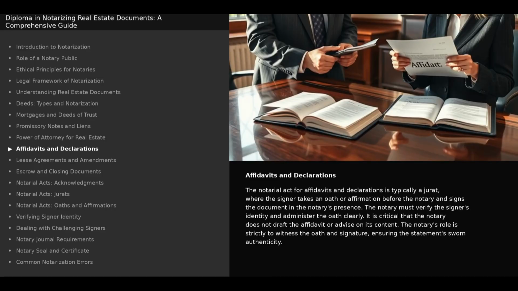The notarial act for affidavits and declarations is typically a jurat, where the signer takes an oath or affirmation before the notary and signs the document in the notary's presence. The notary must verify the signer's identity and administer the oath clearly. It is critical that the notary does not draft the affidavit or advise on its content. The notary's role is strictly to witness the oath and signature, ensuring the statement's sworn authenticity.